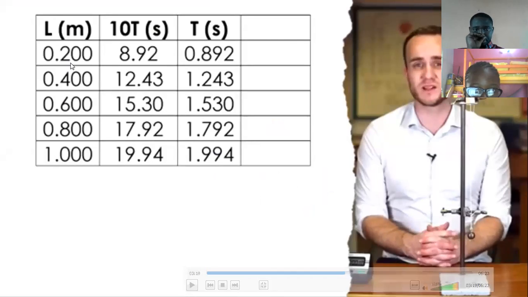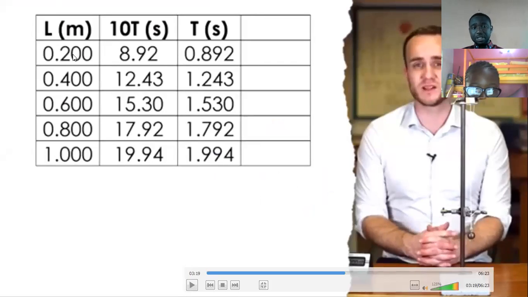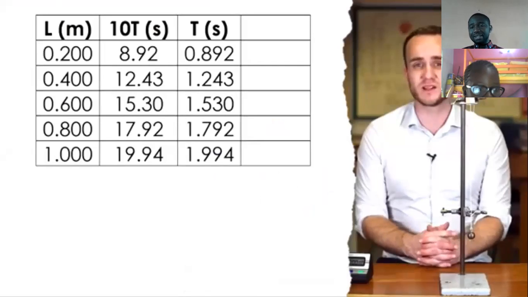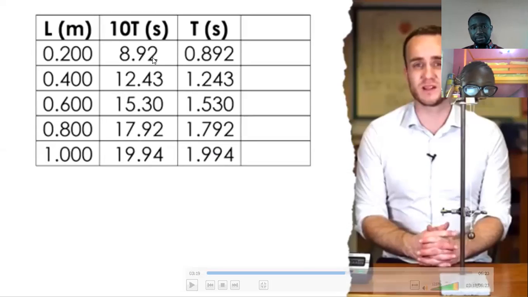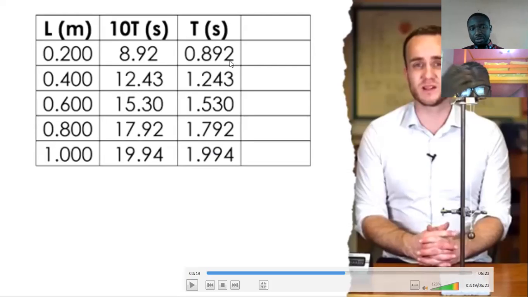He used 0.2 as the length. That's 20 centimeters, because this is meters now. So this is 20 centimeters. And when he calculated the time, remember he did that for 10 oscillations. From the stopwatch, he got 8.9. Now dividing it by 10, he got 0.892.